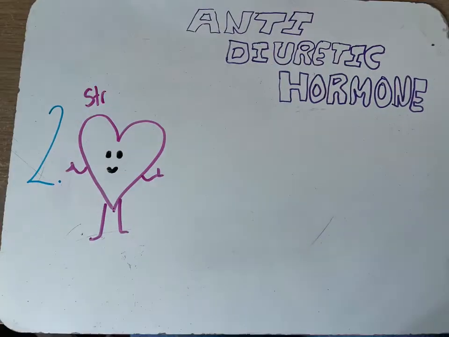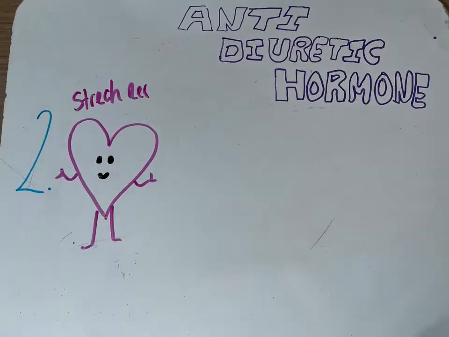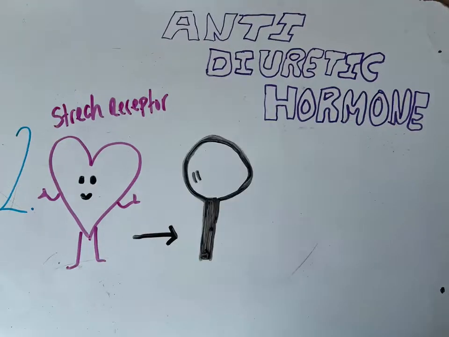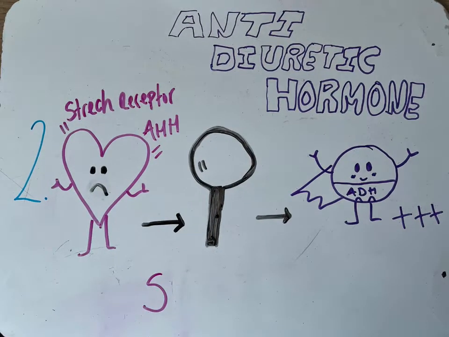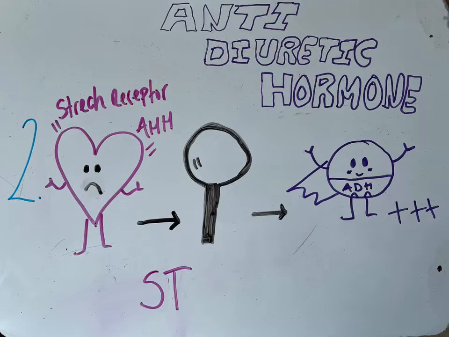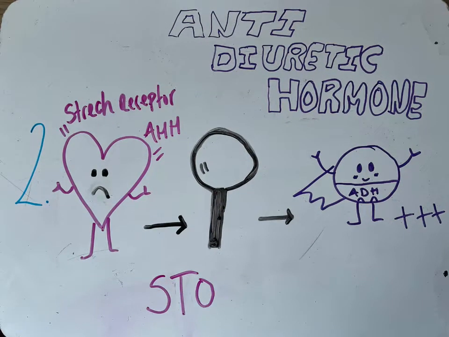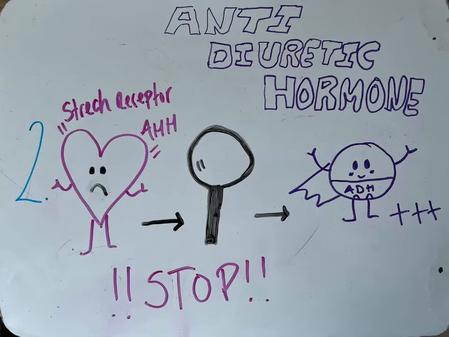When stretch receptors in the atria of the heart are stimulated, they produce ANP. This travels to the kidneys where it reduces reabsorption of sodium and water, meaning there are higher levels in urine. Therefore, it lowers blood volume and reduces atrial stretch. Raised ANP inhibits ADH.